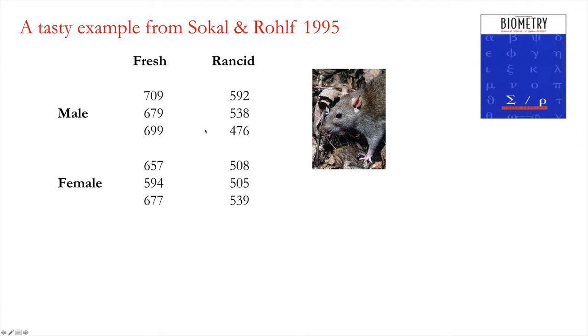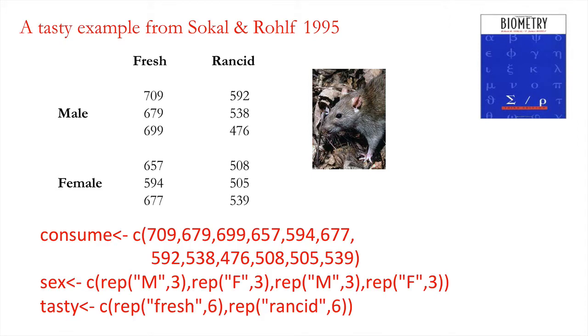So let's first enter our data such that we can use it in R. And because it's a simple list of data, I'm simply going to write it out. We've got our consumption data here for 709 all the way down to 539. We've got our sex. We've got 3 males here, 3 females here, 3 males and 3 females, and so on. And then we've got the state. I've called it tasty, whether all of these are fresh or rancid.